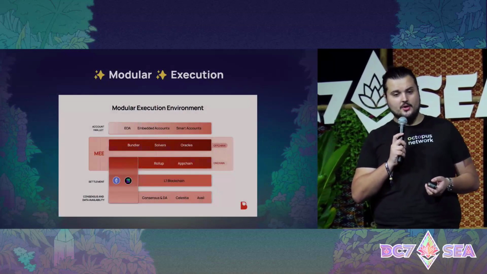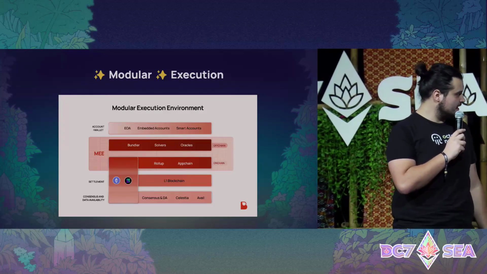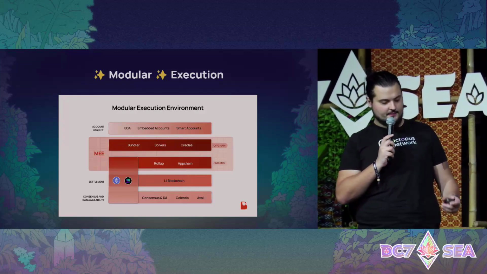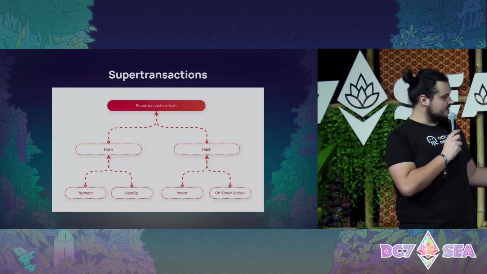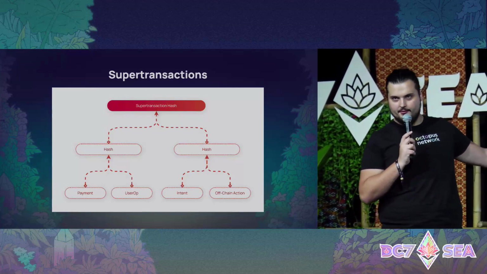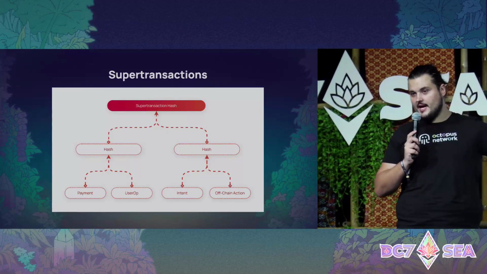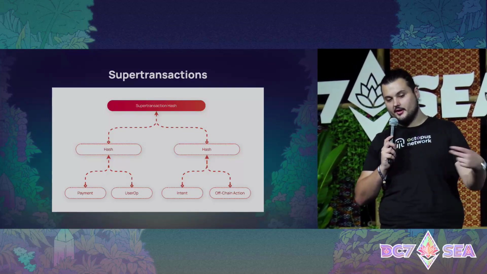And that's where we go into modular execution, what we used to call transaction orchestration. A modular execution environment, in essence, is using super transactions. A super transaction is a single data object which can contain the payment information for how you want to pay for this super transaction, user ops, intents, off-chain actions, ZK proofs. It's modular, it's extensible, and it's also recursive.